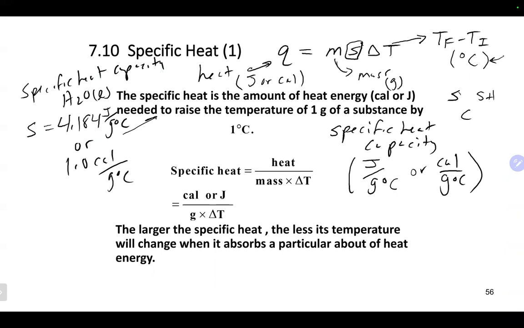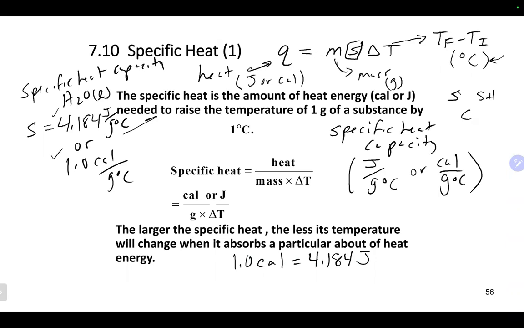There's a conversion I think we talked about, maybe when we talked about energy, that's also pretty useful here, and that is 1 calorie is 4.184 joules. So that's a conversion that's sometimes used here. That is why the specific heat of water is what we see here, 4.184 and 1 calorie per gram degree Celsius.